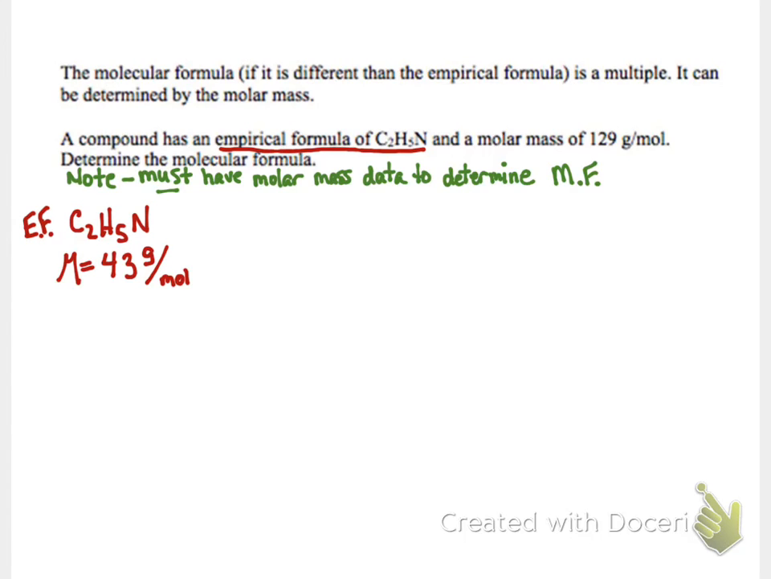So the first step is to take your empirical formula and calculate its molar mass. So 2 carbons, 5 hydrogens, 1 nitrogen. This has a molar mass of 43. Then we look at the molecular formula and we're told that it has a molar mass of 129, and we have to figure out what the multiple is. How many times does 43 go into 129?